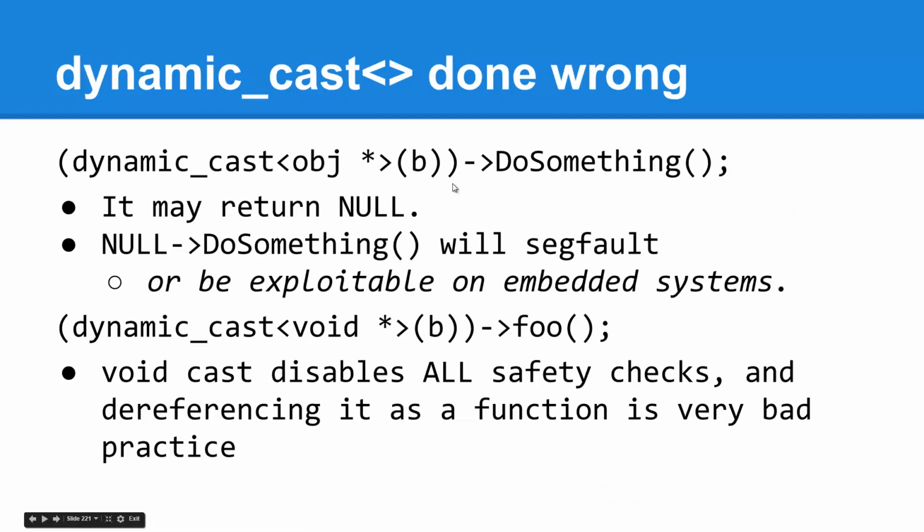When it is called and isn't checked, it may return null, or it may return the original object, and the runtime type information will be wrong. So calling it in this manner, such that on the same line you're invoking a function call that's part of this destination cast object, can be a null pointer dereference, which on most systems will segfault. On embedded systems and mission critical systems, it may actually be exploitable because the null page is often mappable. In other words, you can write stuff to the null address.